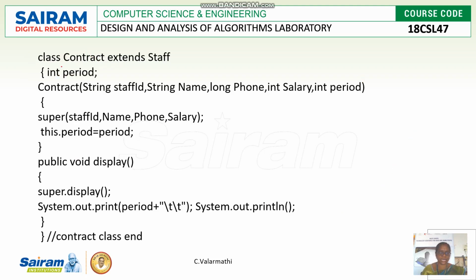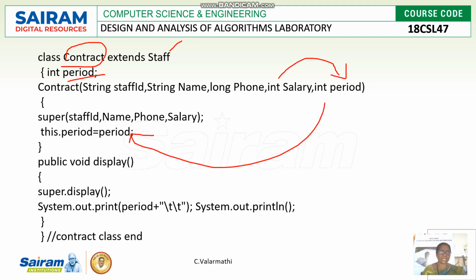Then the third class is a contract class, which also extends the superclass. So it has only one parameter. It is also added in the constructor. It takes a separate statement assigning its value to the period. It is an integer value because it mentions the number of years of duration. Then in display also, it takes up the same format of its previous subclasses. Then to display its period value only, it takes System.out.print.